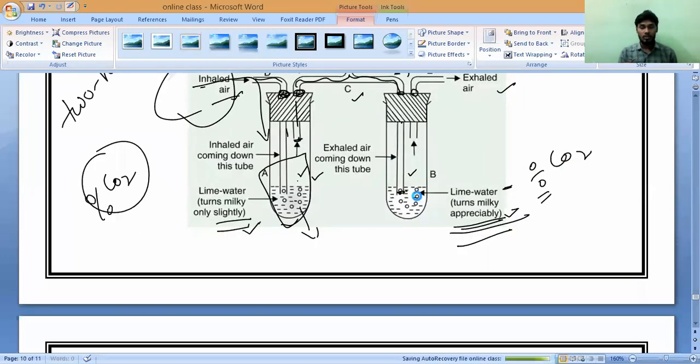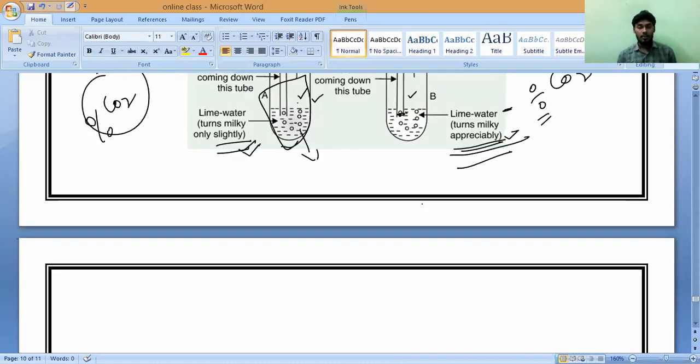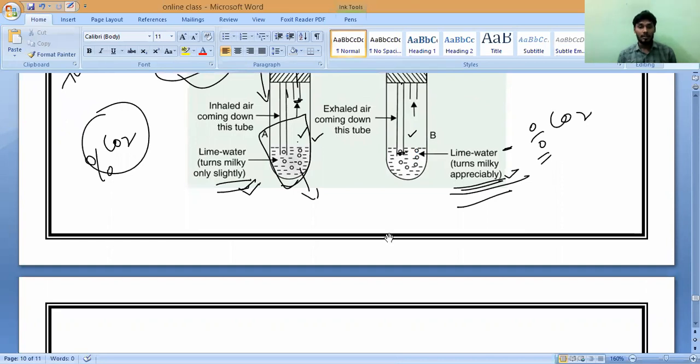This is the process of inhaling and exhaling air, which indicates the turning milky. You can see here they have given the shaded white color and here lightly white. This indicates it is slightly turning milky, and here it completely turns milky because of the carbon dioxide percentage. Carbon dioxide is present in the inhaled air, but much more carbon dioxide is present in exhaled air. So from this observation, what can we conclude? Carbon dioxide is produced during respiration.